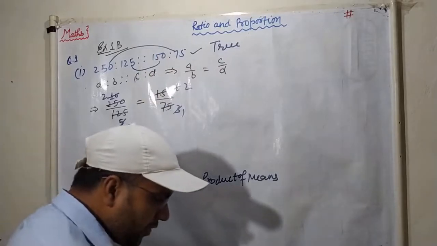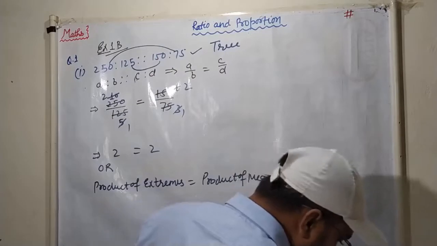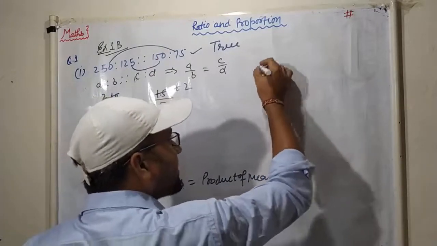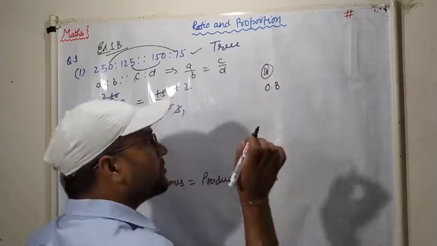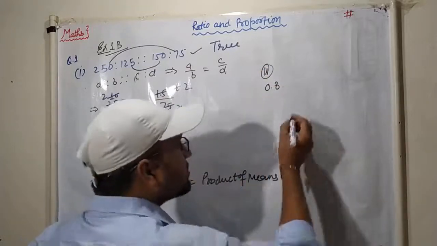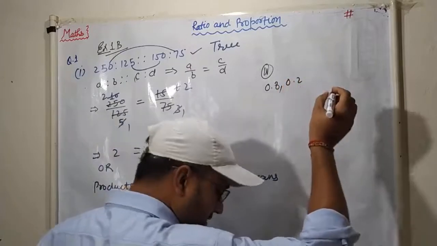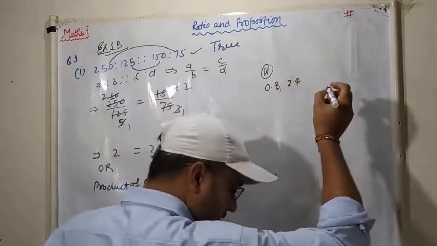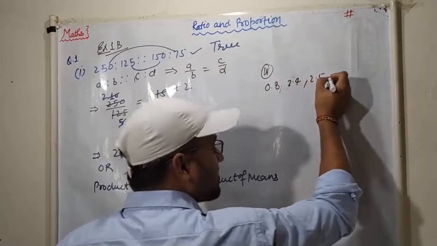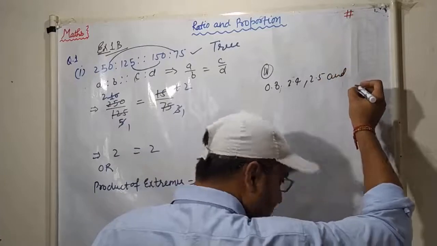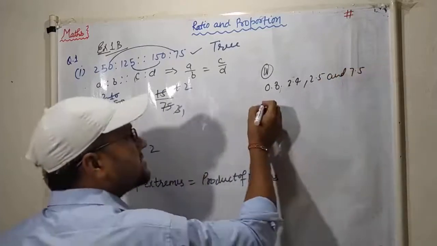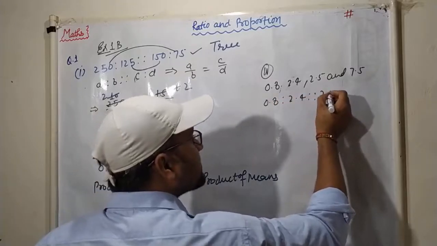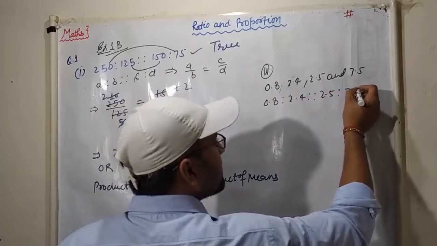Same as it is 0.8, 2.4, 2.5 and 7.5. This is the second one. Second, third and fourth you will do yourself. I will show you how you will do this one. 0.8, 2.4, 2.5 and 7.5 are in proportion, means 0.8 ratio 2.4 is as 2.5 is to 7.5.